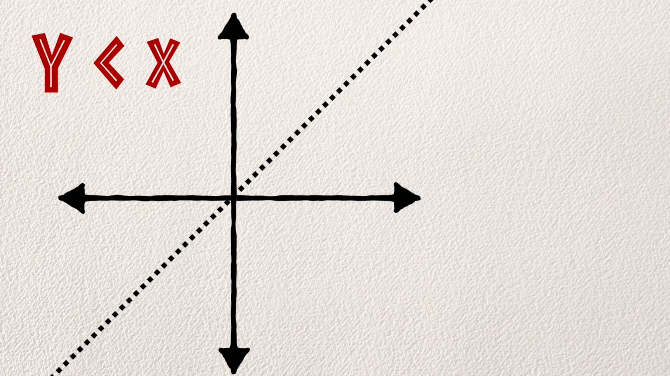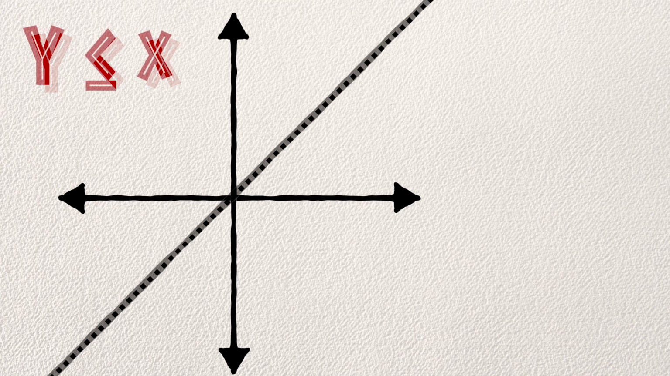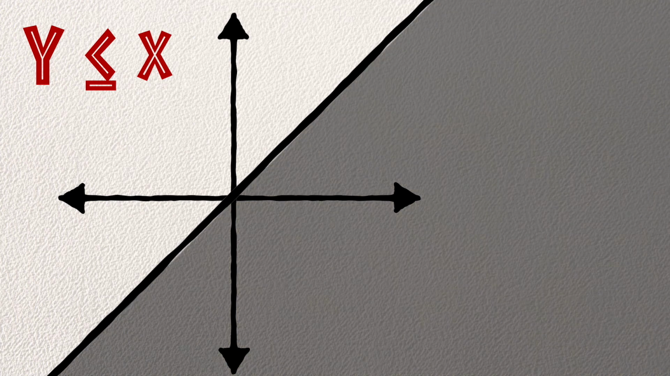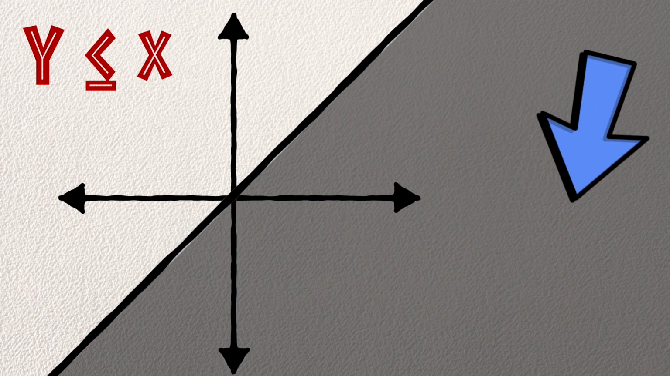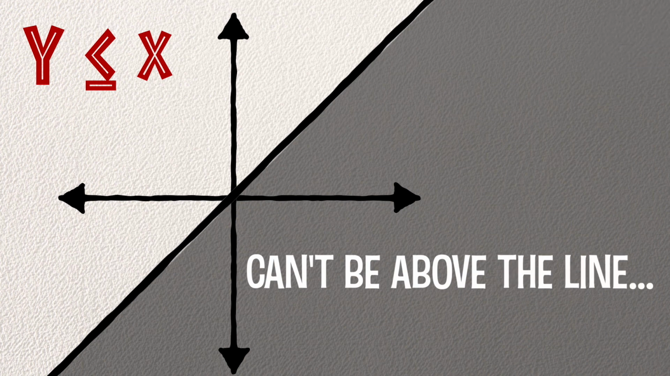Finally, what would the graph look like for y is less than or equal to x? That would look very similar to the graph for y is less than x. However, this time, the value for y can either be on the line or below the line. It cannot be above the line.